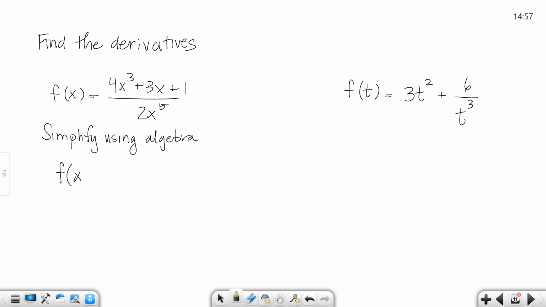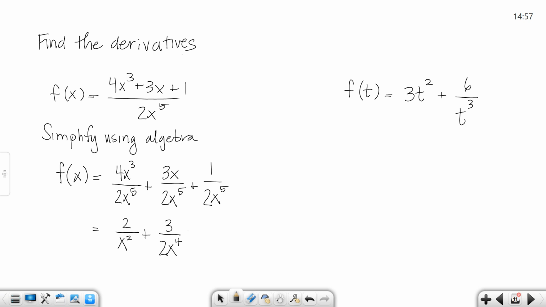So what I notice about this function is I have a monomial term. That means I could take 4x to the 3rd and put that over 2x to the 5th. And I could take 3x and put that over 2x to the 5th. And I could take 1 and put that over 2x to the 5th. Cleaning it up using algebra, I would get 2 over x squared plus 3 over 2x to the 4th plus 1 over 2x to the 5th.